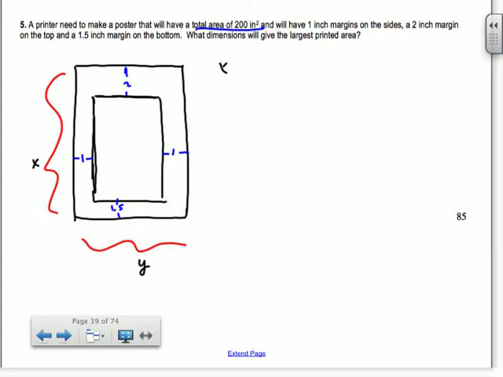Okay, so we know that X times Y equals 200 because the total area of that poster is 200 square inches. So is there a way I can relate Y and X? Like how can I replace X, or replace Y? What can I replace it with? Right, so Y equals 200 over X. So we only want one variable, right? So 200 over X.